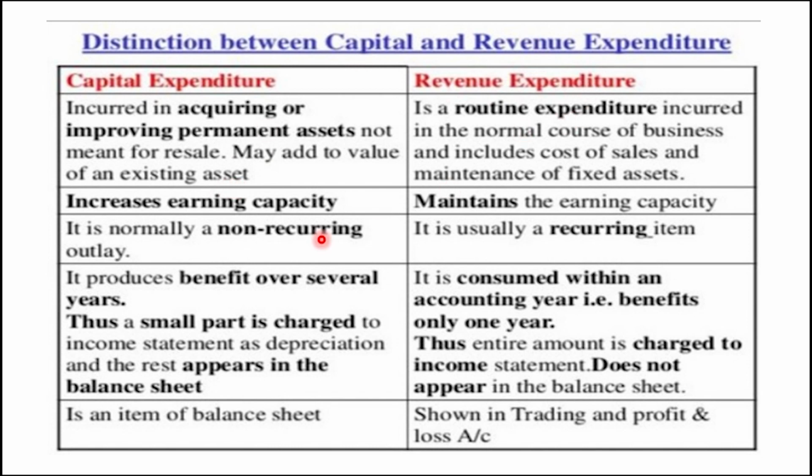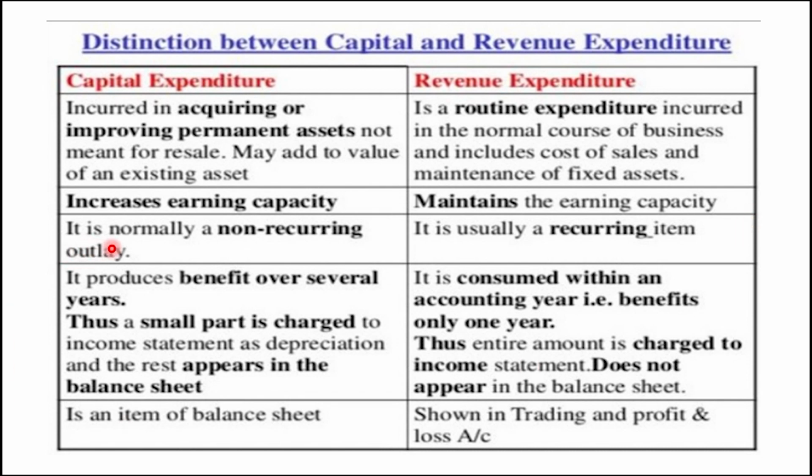On the contrary, revenue expenditure is a routine expenditure incurred in the normal course of business and includes cost of sales and maintenance of fixed assets. Capital expenditure increases earning capacity. When we are making more investment into the business, obviously we want to increase the capacity, we want to expand our business. Whereas revenue expenditure maintains the earning capacity.